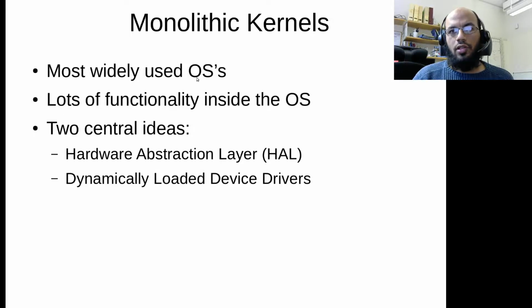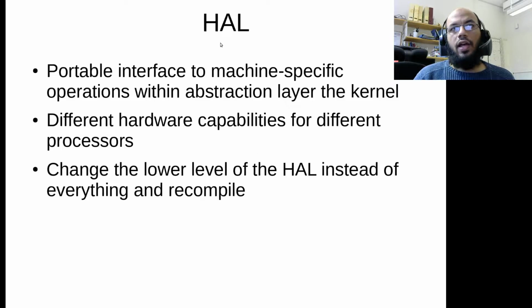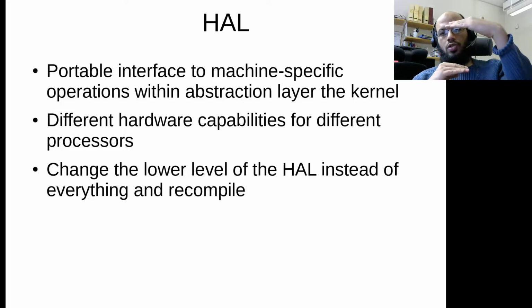Lots of functionality goes inside the operating system, and there are two central ideas in monolithic kernels. The first one is that you have a hardware abstraction layer, a HAL, and dynamically loaded device drivers. The HAL is basically a portable interface to machine-specific operations. The hardware abstraction layer has two sides. The top side, which talks to the kernel, should not change. This is very fixed, very stable. And the bottom part, which talks to the actual hardware, is what changes based on the hardware that you're running on.